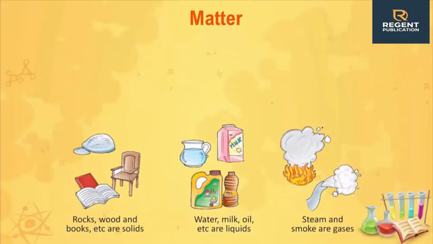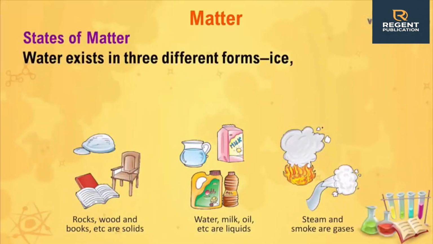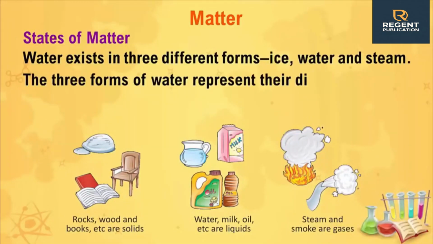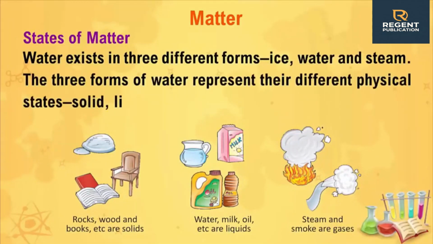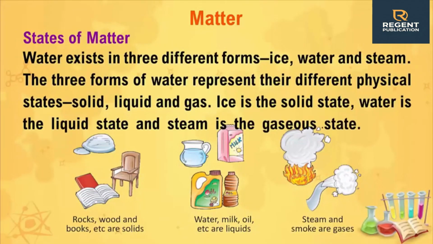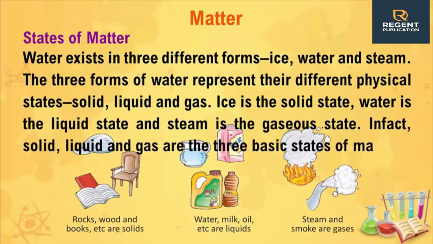States of matter. Water exists in three different forms: ice, water, and steam. The three forms of water represent their different physical states: solid, liquid, and gas. Ice is the solid state, water is the liquid state, and steam is the gaseous state. In fact, solid, liquid, and gas are the three basic states of matter.